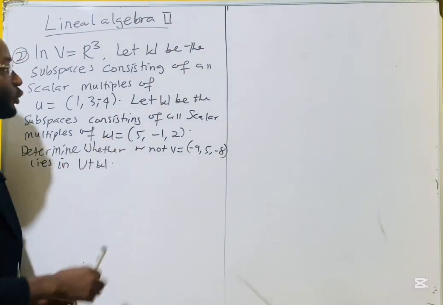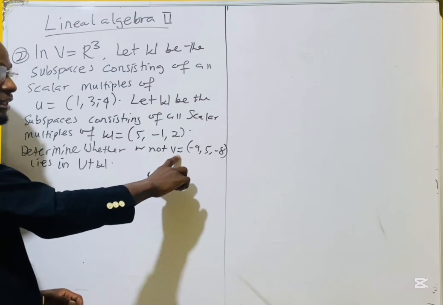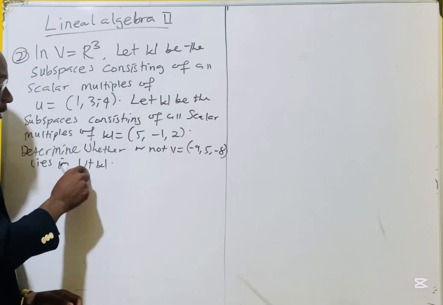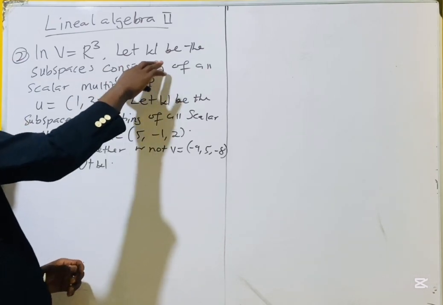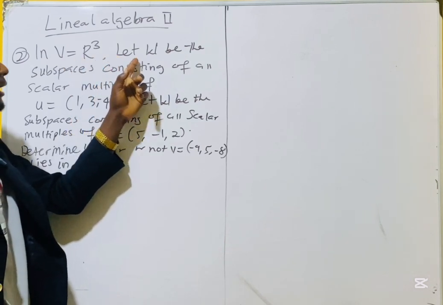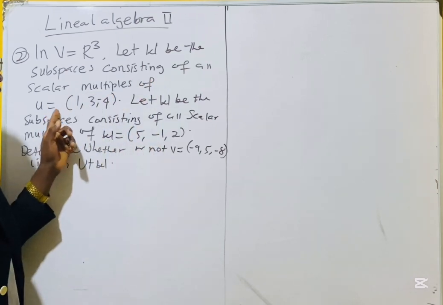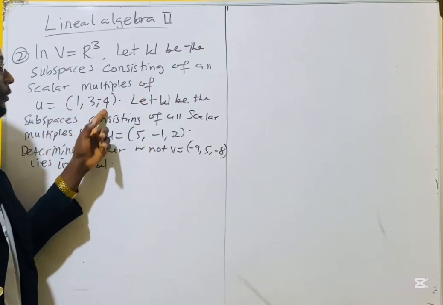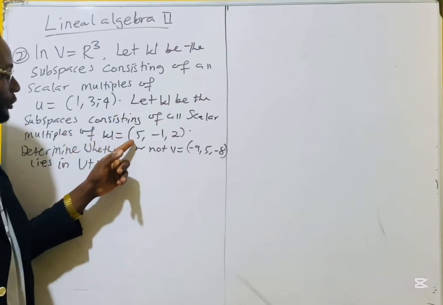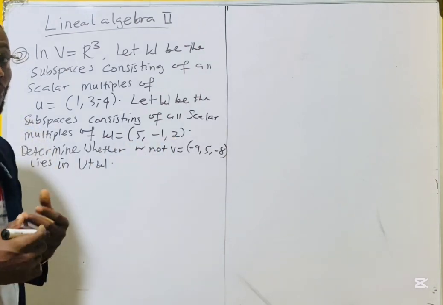Okay, so with question number 2, we want to determine whether or not a particular vector V equals (-9, 5, -8) lies in U plus W. This is how the question goes. Let V equal R3, let U be the subspace consisting of all scalar multiples of u, where u is (1, 3, -4), and let W be the subspace consisting of all scalar multiples of w, which is (5, -1, 2). Okay, so this is how the solution goes.